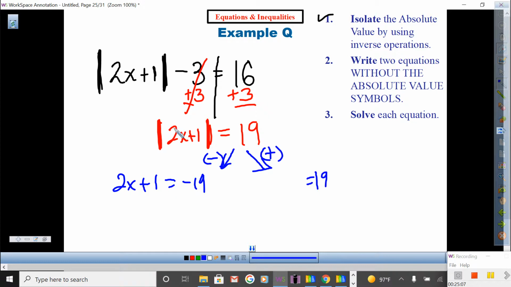Positive 19 and all that to whatever's inside again, 2x plus 1. Are we there so far? We're done with step 2. What do we do at the end? We solve each equation, all right?